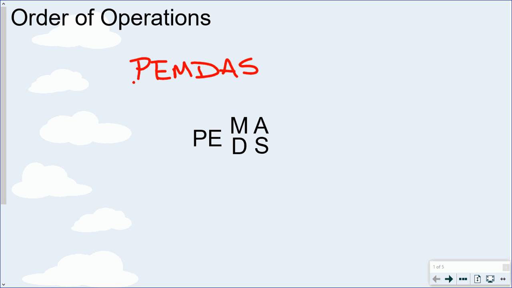Now, this version of PEMDAS is actually misleading because it says that you would do multiplication before division and you would do addition before subtraction. If I was going to write it more correctly, I would write it like this. So the first thing you should always do is operations inside parentheses. Then you should do exponents next. And then third is multiplication or division.